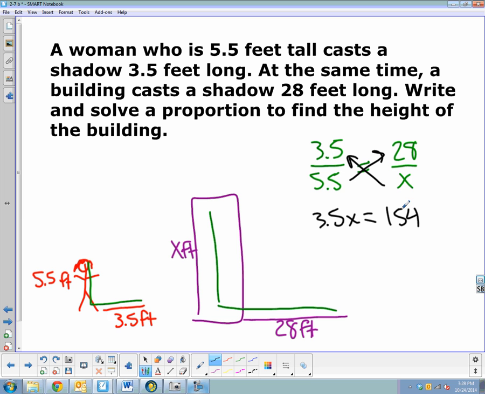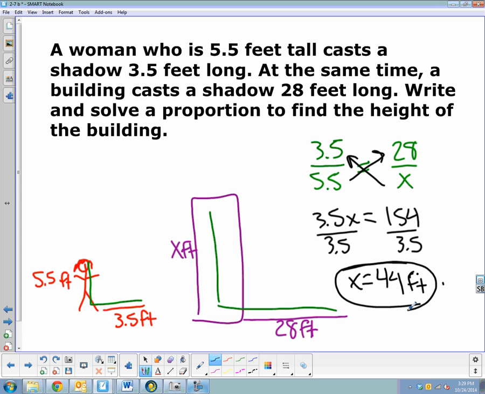And then I'm going to divide both sides by 3.5. And x is going to equal 44, and I need to label my answer: 44 feet. A lot of feet. And again, I look back at my question. The woman was taller than her shadow, and the building is taller than the shadow. It worked. All right, it's 44 feet. That is the height of the building.